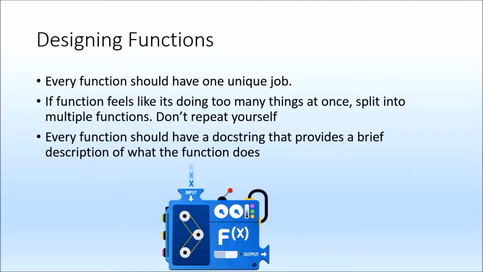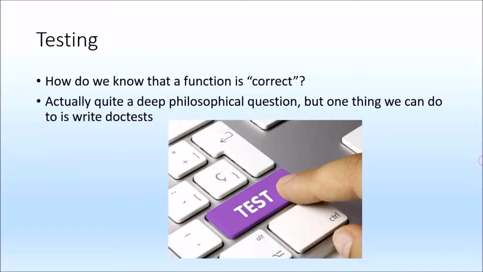And as always, make sure that you don't repeat yourself. Anytime you feel like you're repeating code or copy and pasting code, that means that you can possibly make a function definition out of it. Every function should also have a very specific docstring that provides a brief description of what the function does. And I'll show you how this is useful in a couple examples.